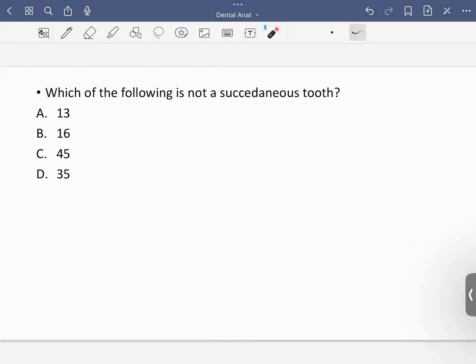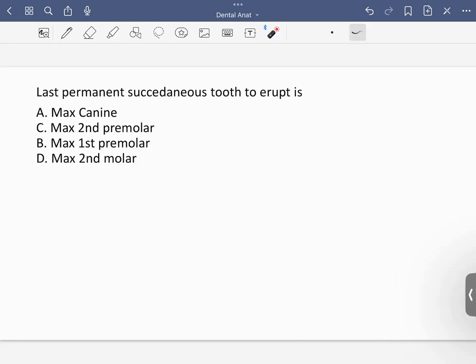Which of the following is not a succedaneous tooth? 16, that is 1-6, because it's the first permanent molar. The first permanent molar does not take the place of any deciduous tooth. Very good. Next: last permanent succedaneous tooth to erupt.